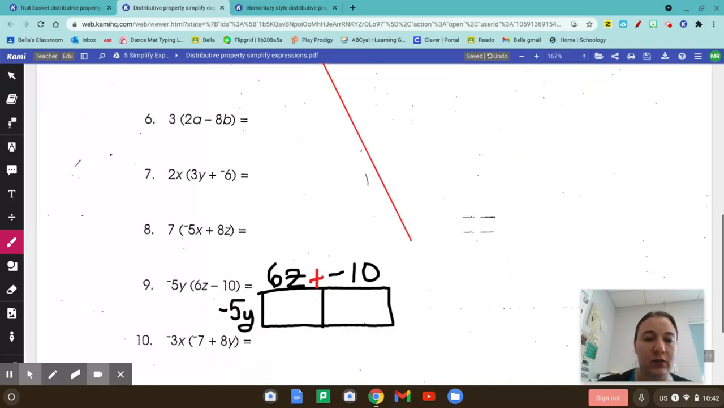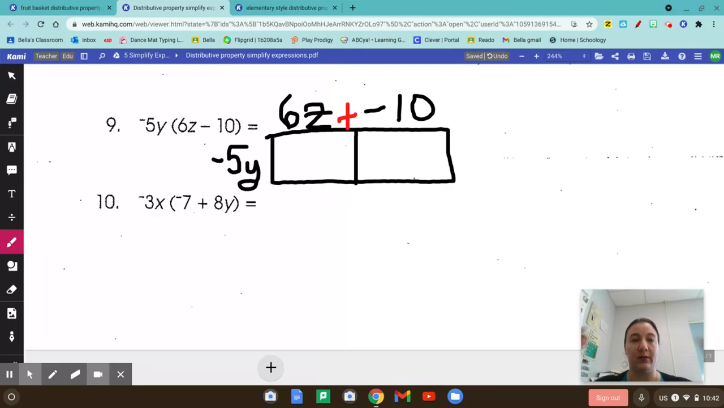So I'm going to move to number 9, just because it's got some negatives in there. People normally get a little shy when it comes to negatives. I got a negative 5y times the quantity, 6z minus 10. So I'm going to distribute the negative 5y. So I rewrote it on the side. I have 2 terms inside the parentheses. I have a 6z and a negative 10. Another common mistake is that students forget to write the negative. They just drop it. So that's why I always suggest changing subtraction to adding the opposite. It makes it stick out, and then you won't forget it.